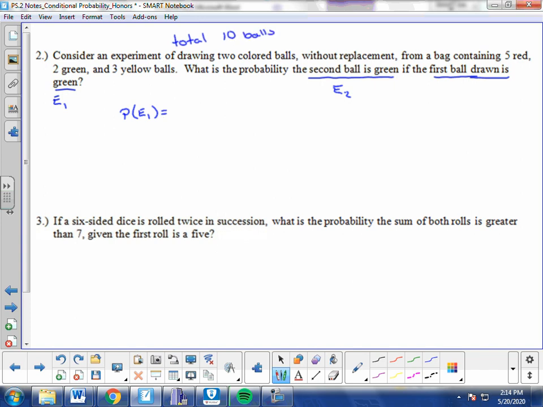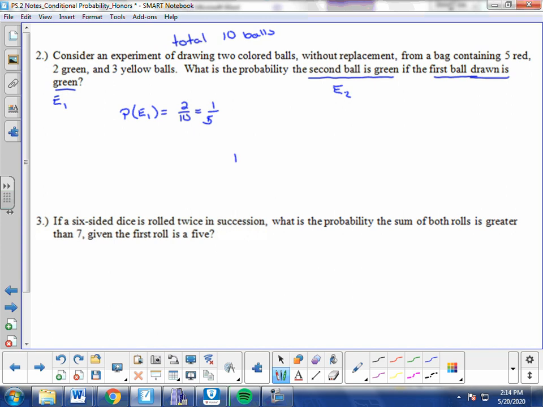So event 1 in itself, or event 2, they're going to be the same in itself, would be a 2 out of 10 chance, or 1 over 5. So drawing a green ball out of the bag of 10 is a 1/5 or 20% chance.